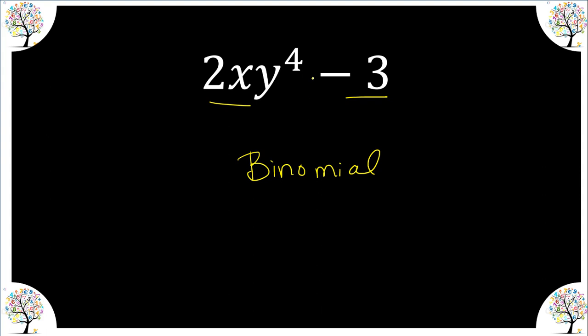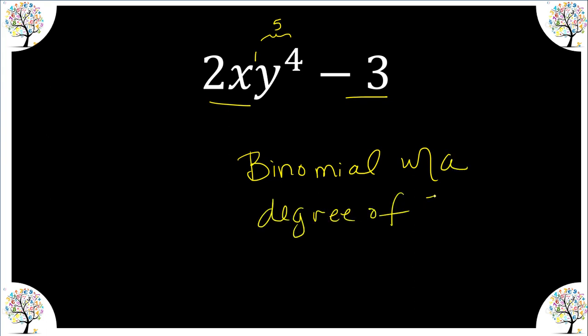But be careful with this degree. Because I have another factor that's a variable, I have to include its exponent. So you have to combine those. And we say this is a binomial with a degree of 5. So don't call it a quintic when you're combining, just a degree of 5 is fine.